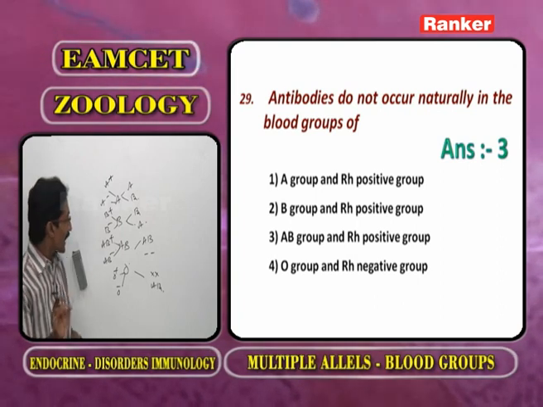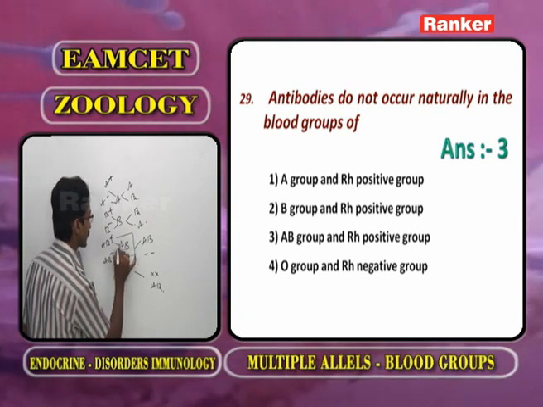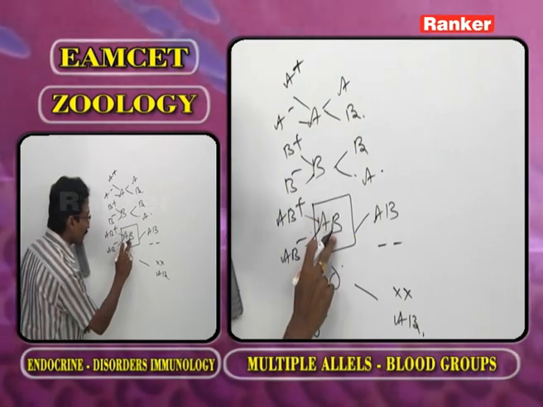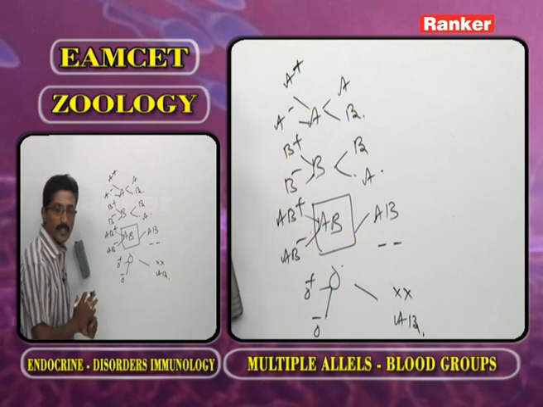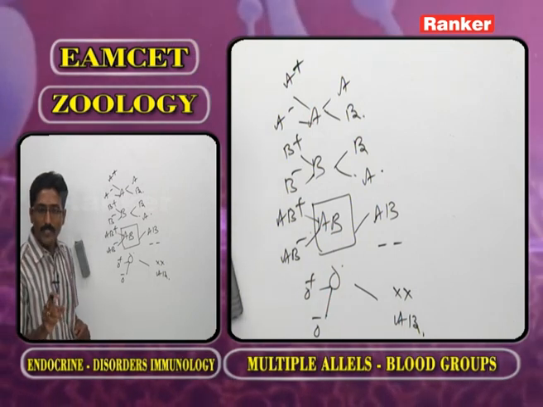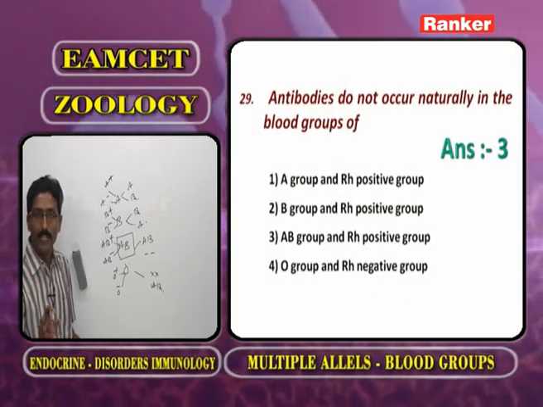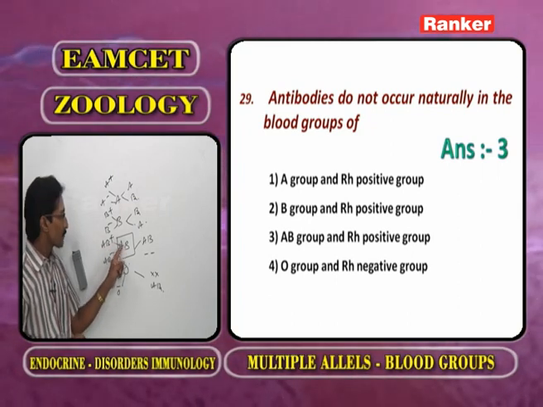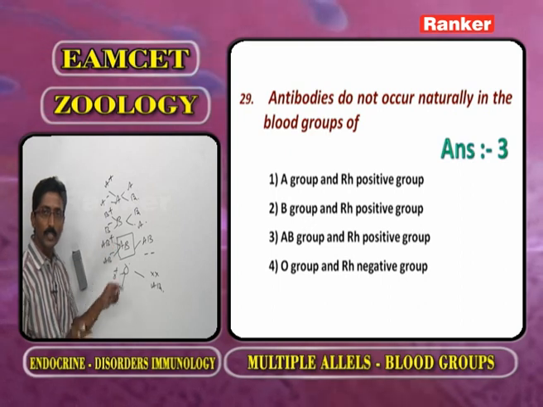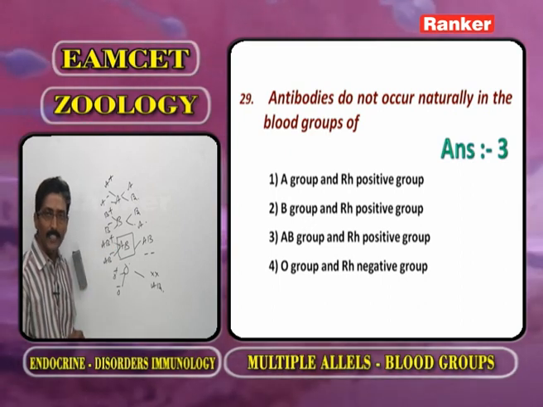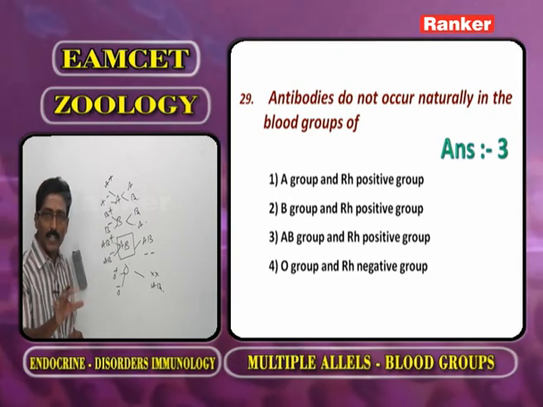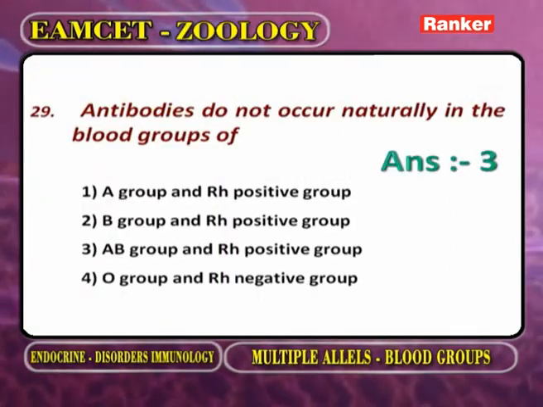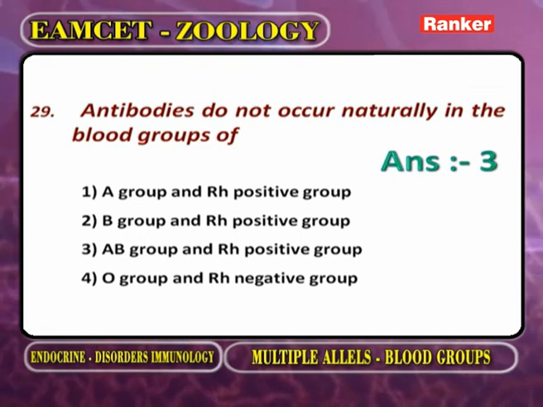Antibodies do not occur. Now, as we observe the AB blood group, in the AB blood group plasma, no antibodies. Antibodies do not occur naturally in the blood groups of AB positive. In the AB positive, A antigen, B antigen, Rh antigen, three are present but no antibodies. Now the answer is the third one, AB positive.